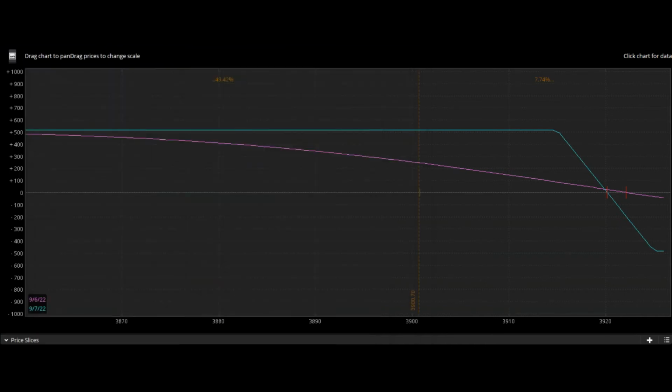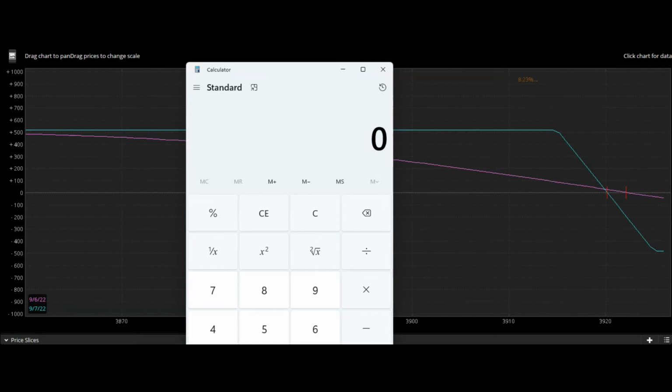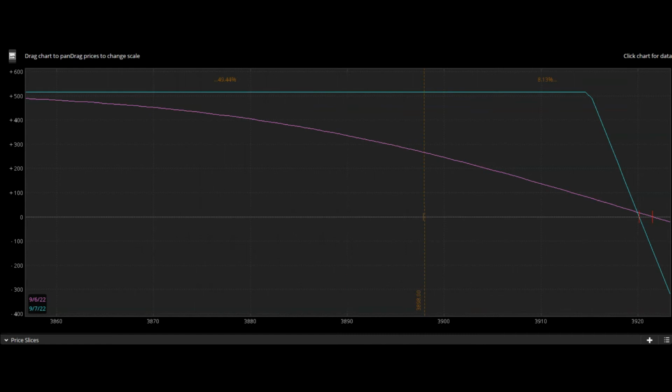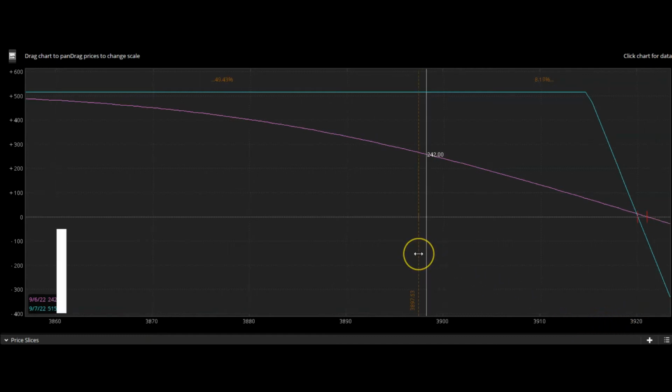As far as this trade goes, our initial outlay was 485. This trade is currently showing a profit of about $270. Do some quick math real quick: 270 on 485. So this trade is in profit about 55% on risk. Not a terrible spot to maybe book in profits with a couple of hours to go. Anything can happen, but for right now, the market is still pushing lower.